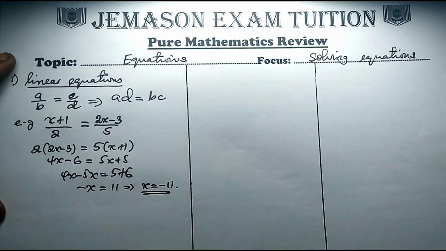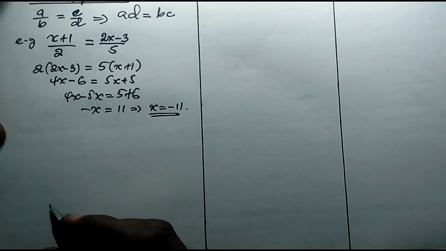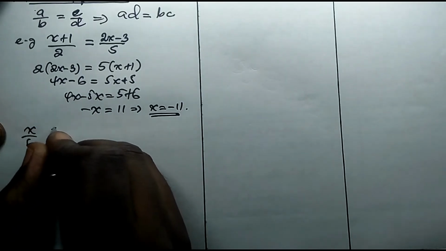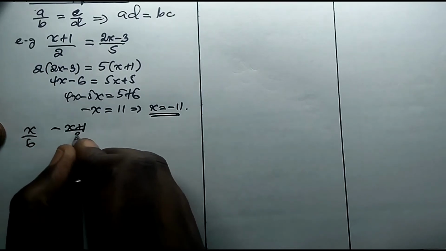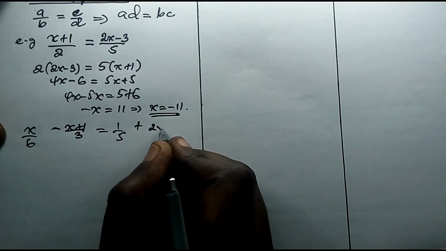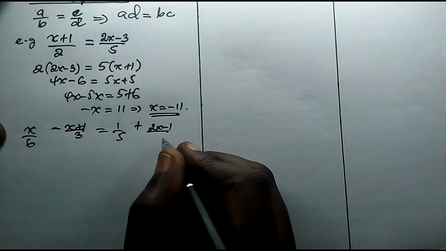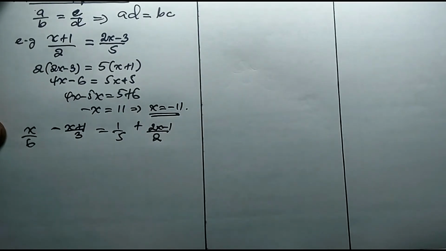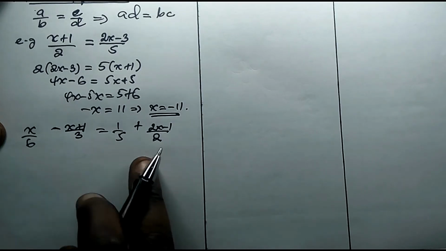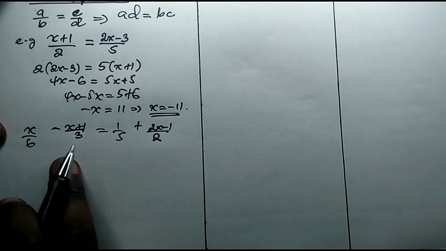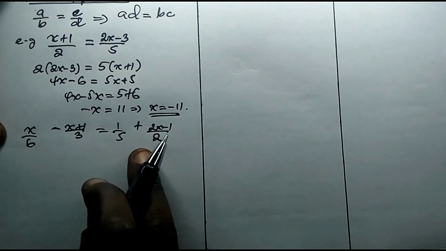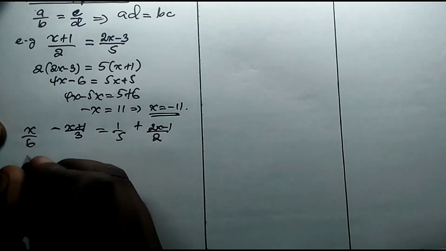Where there are many terms with fractions especially, this is where the split break appears. You have, for instance, x over 6 minus x plus 1 all over 3 equals 1 over 5 plus 2x minus 1 all over 2. Wherever you come across this type of situation, the easiest and fastest way to tackle it is to multiply through by the LCM. And the LCM should be 30, so I would multiply every term by 30.